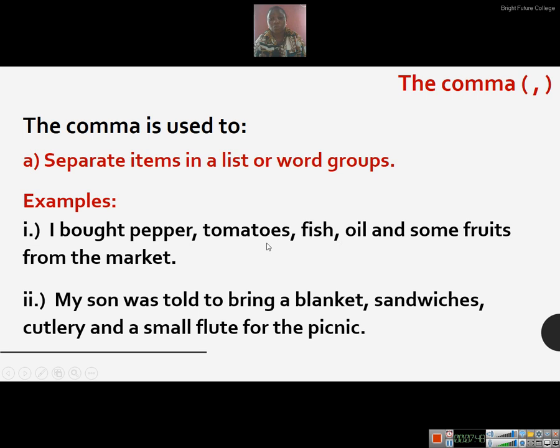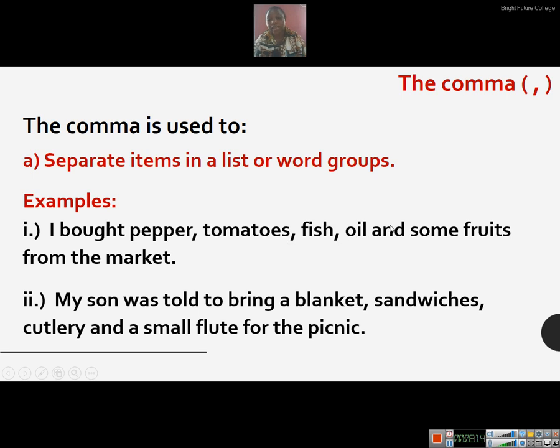It is not just one. The pepper is not the tomato, the tomato is not the fish, neither is the fish the oil or the fruit. So they are different things. So since I have listed some items, I will use the comma to separate these items from the other items. So I bought pepper, comma, tomatoes, comma, fish, comma, oil.